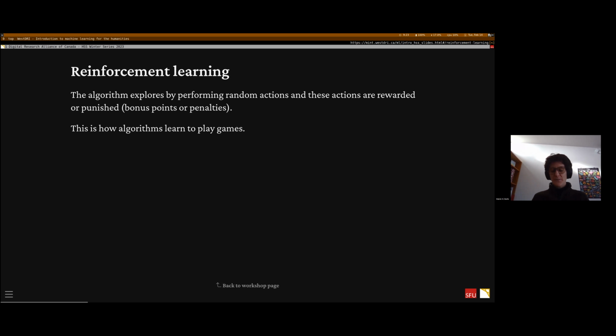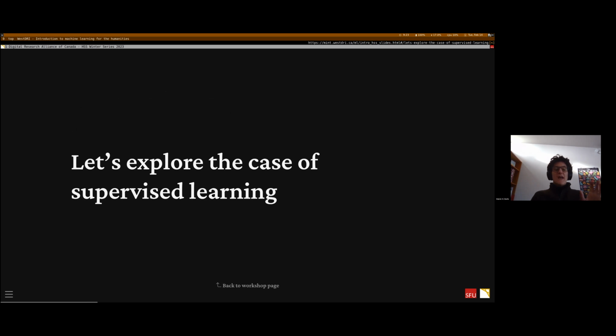But let's look in detail at supervised learning, because this is really where Arthur Samuel's theory in the 50s, like this is the context in which he really formulated his theory, and this is really, I think, the birth of machine learning. So it's very interesting to understand how it works.